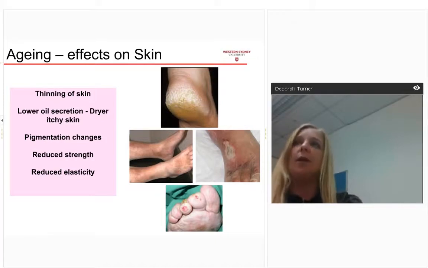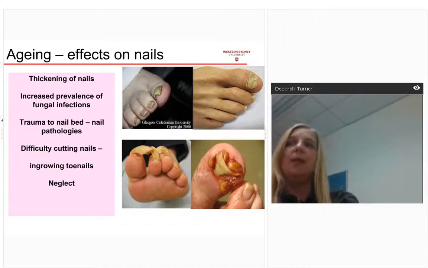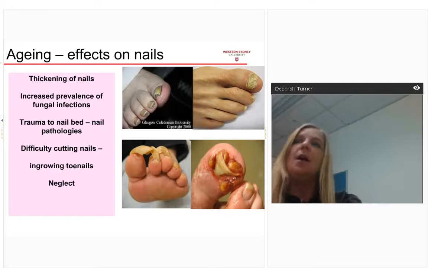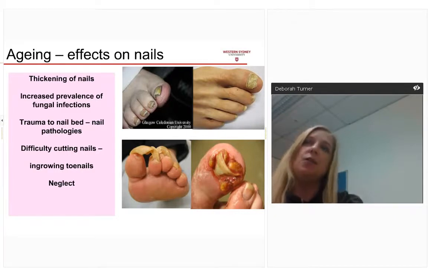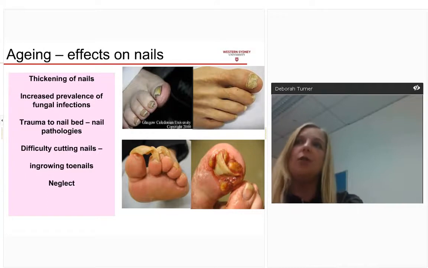In terms of some of the effects that we will see on the nails, it's not uncommon for people to develop a generalized thickening of the nails as they tend to get older. What that tends to do is make the nails quite difficult to cut, and it's not uncommon to see cases where people have struggled, the nails get quite unmanageable, and unfortunately it's still very common that we will see cases of neglect, as I'm highlighting at the bottom here.